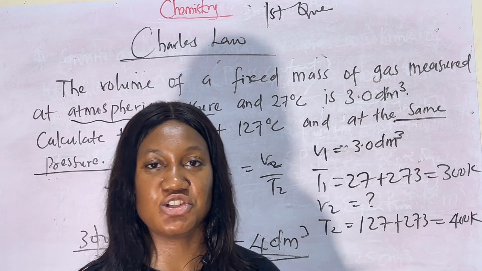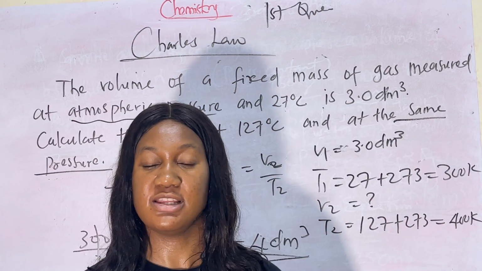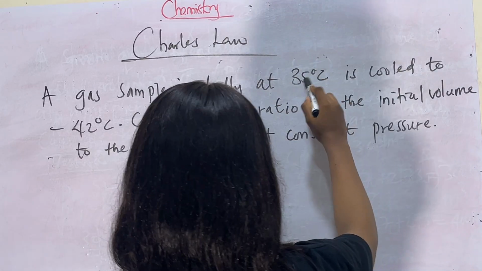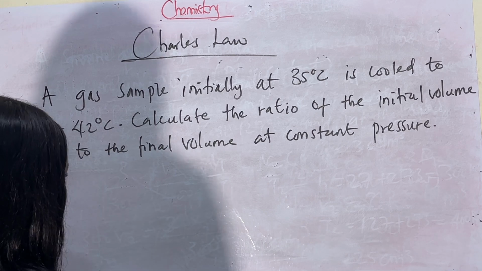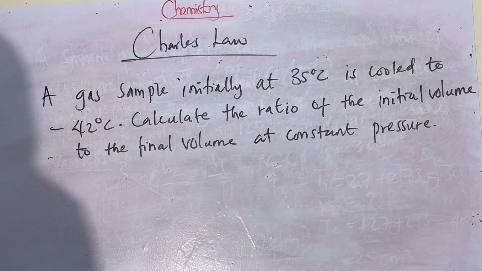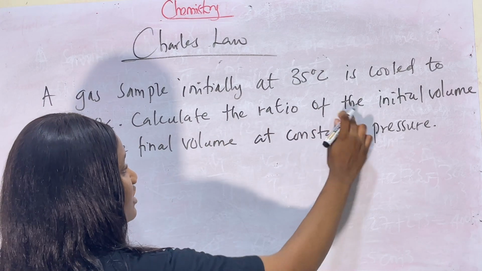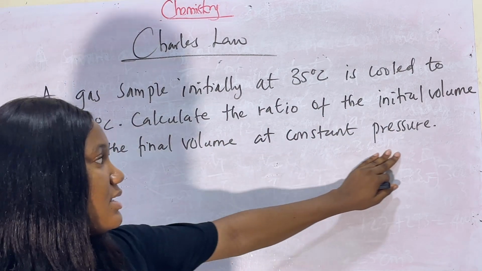Okay, so let's see another question under your Charles law. Let's see just one more question and then we're going to move to the next thing under gas law. 35 degrees Celsius is cooled to minus 42 degrees Celsius. Calculate the ratio of the initial volume to the final volume at constant pressure.